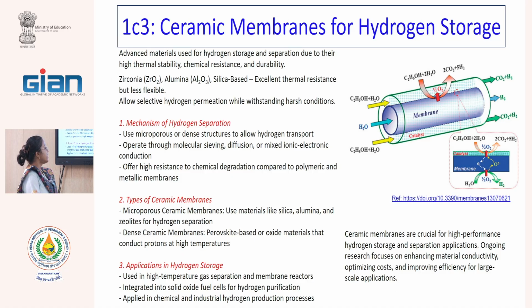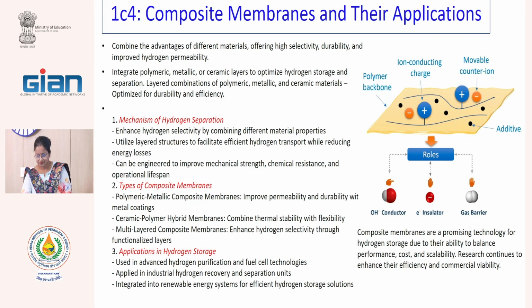Now, in order to enhance properties like permeability, you can add some other additives into the system to make composite materials like microporous ceramic membrane or dense ceramic membrane, so that we can have more selectivity or more stability of these membranes.